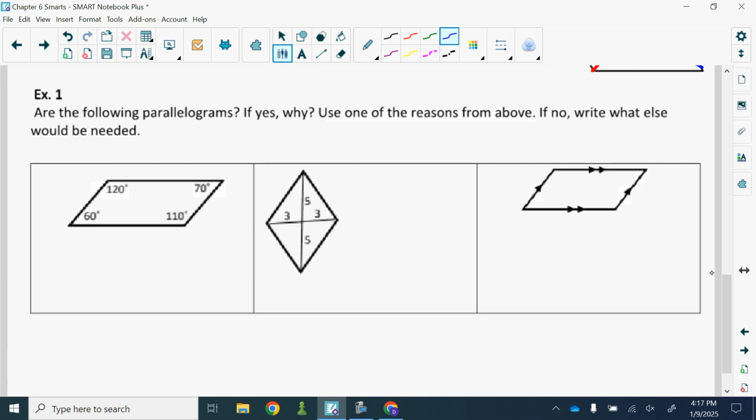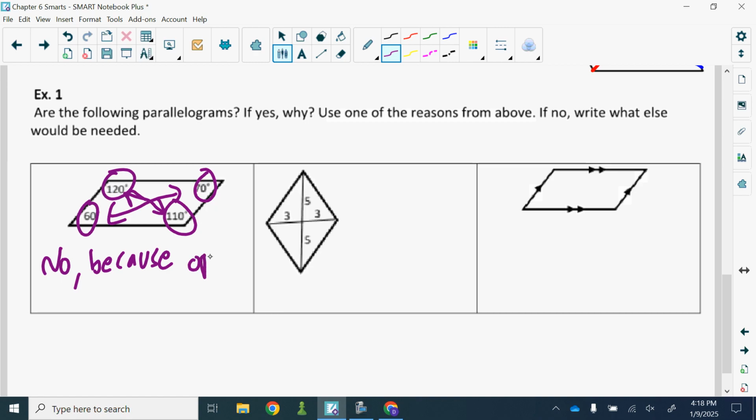Okay, so we just have this example with three parts to it. Again, all we're doing is answering yes or no on if this is a parallelogram and then justifying why or why not. For the first one, it gives us all four interior angles. Well, the opposite ones on both pairs are not equal to one another. So the answer to this is no, because opposite angles are not congruent.